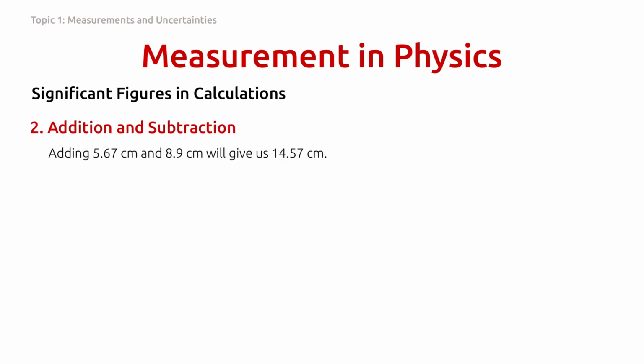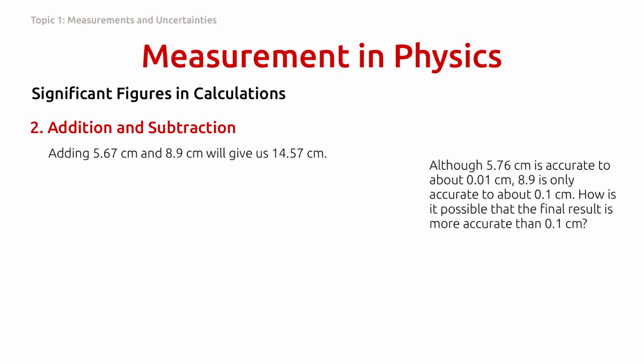2. Addition and subtraction. Again, the rule we're going to discuss holds true for both addition and subtraction, but we're going to use addition as an example. Adding 5.67 centimeters and 8.9 centimeters will give us 14.57 centimeters. Consider this for a moment. Although 5.67 centimeters is accurate to about 0.01 centimeters, 8.9 is only accurate to about 0.1 centimeters. How is it possible that the final result is more accurate than 0.1 centimeters?